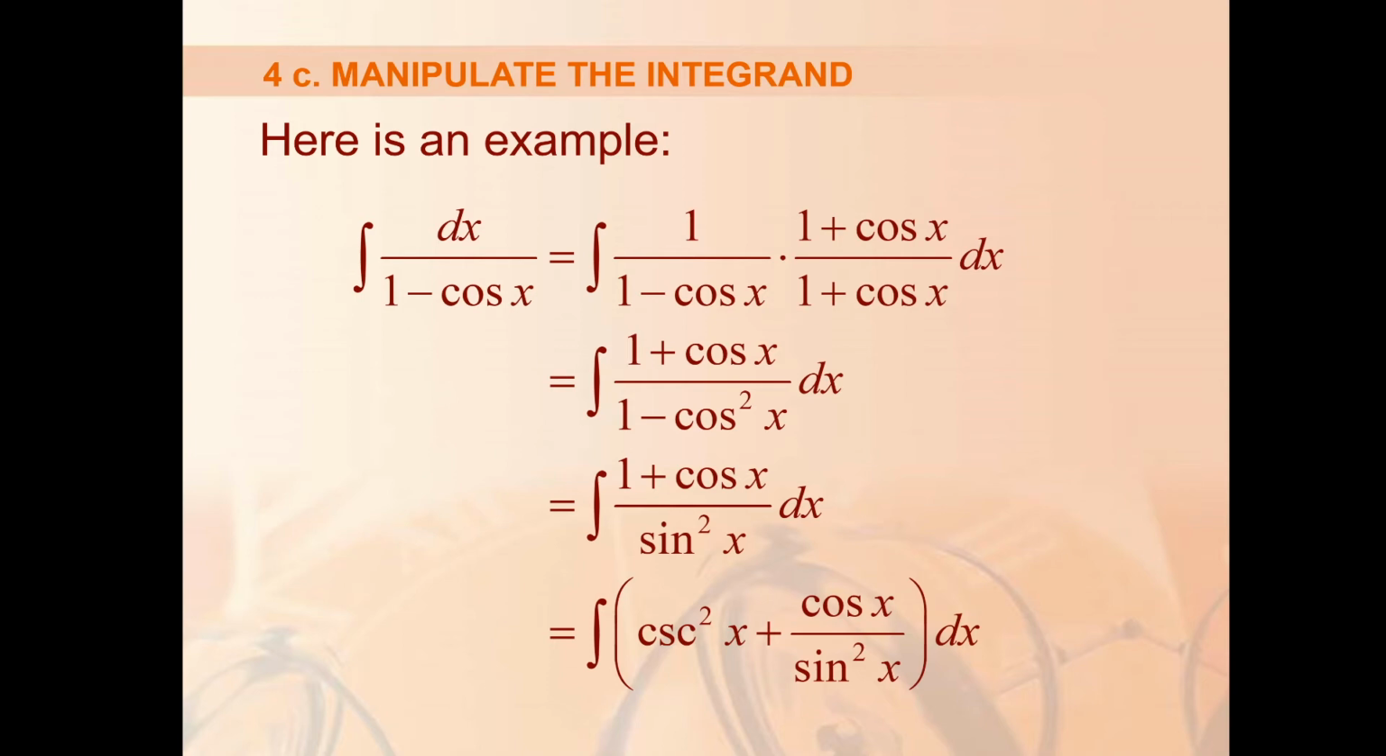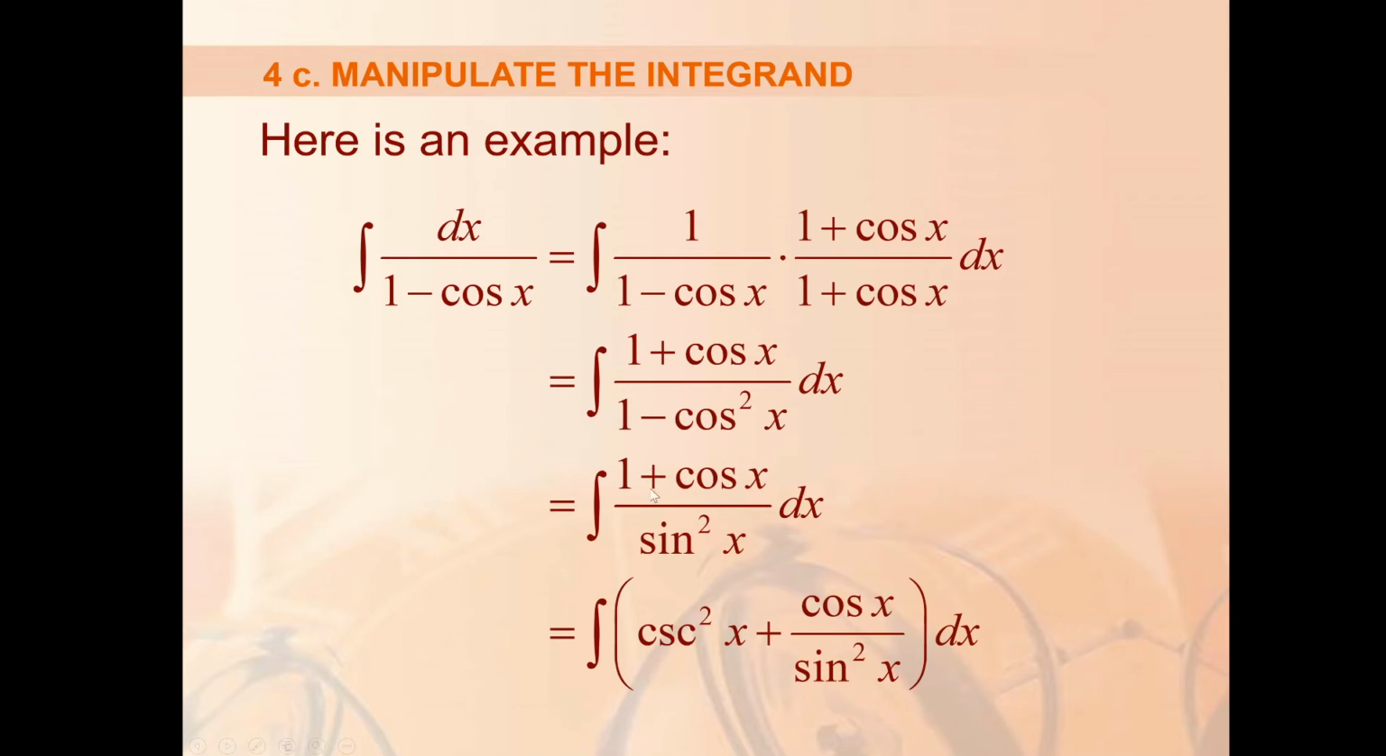So what we're trying to do here: if you try to use substitution, there's no du on top, and we cannot just simply make up the functions. So instead, we try to multiply the top and the bottom by the conjugate. The purpose of using the conjugate is so we can use the trig identity for the denominator, because 1 minus cosine squared of x is sine squared of x.